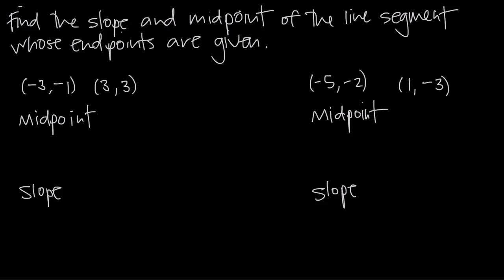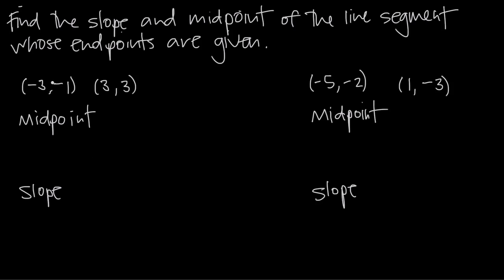In this video, we're talking about how to find the slope and the midpoint of a line segment when we're given the endpoints of the line segment. And in order to find the slope and midpoint, we're just going to need to use a couple of simple formulas.